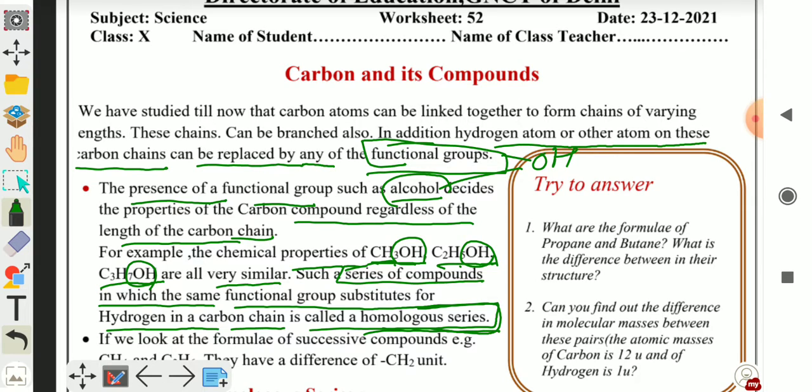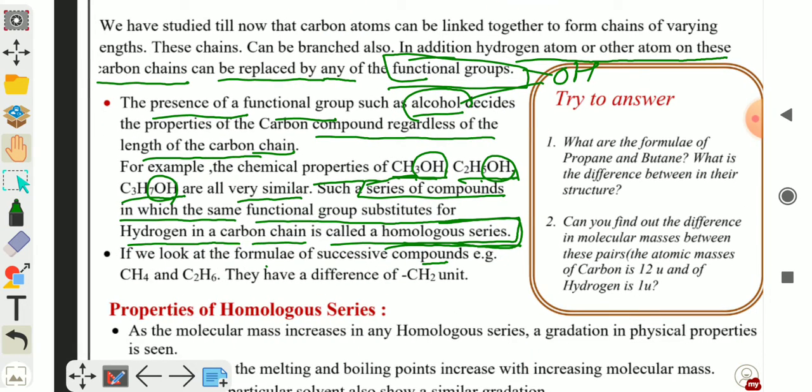If we look at the formulae of successive compounds, for example CH4 and C2H6, they have a difference of CH2 unit. Means the difference between these two formulae is 1 carbon atom and 2 hydrogen atoms, which is a CH2 unit.